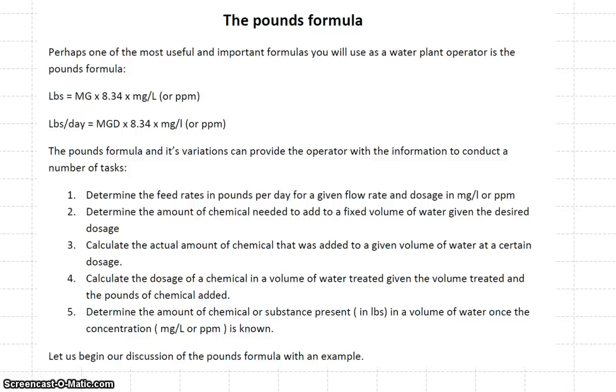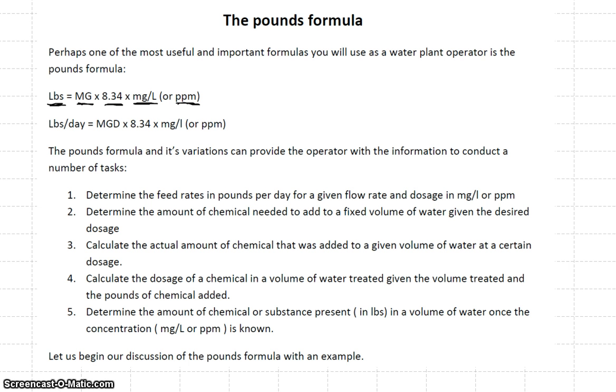The pounds formula. Perhaps one of the most useful and important formulas you will see as a water plant operator is the pounds formula. You will see it in at least two different forms, one in which you calculate pounds based on a volume of water, the constant 8.34, and the concentration or dose in milligrams per liter, or sometimes listed as parts per million.